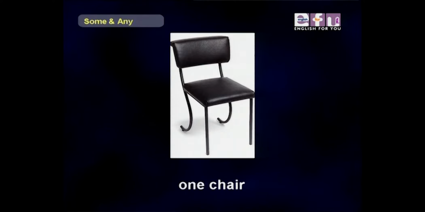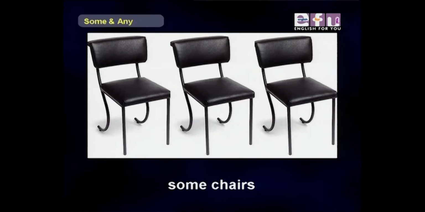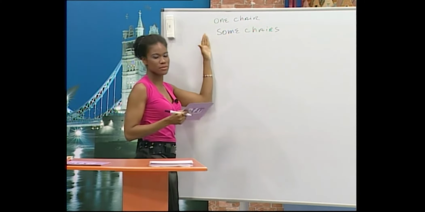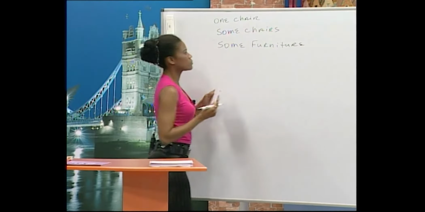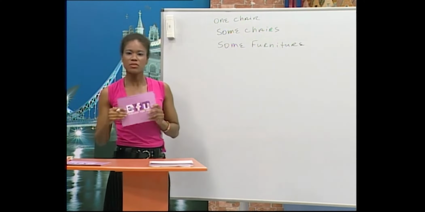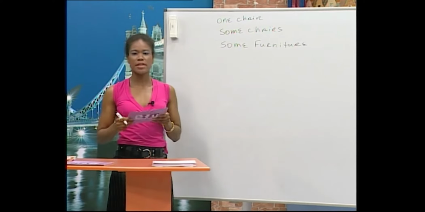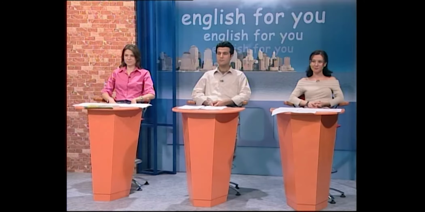We have one chair. One chair. Or plural count nouns, we have some chairs, some chairs. Or for non-count nouns, we have some furniture, some furniture. So with non-count nouns, it means there is a quantity of something, there is an amount of something.